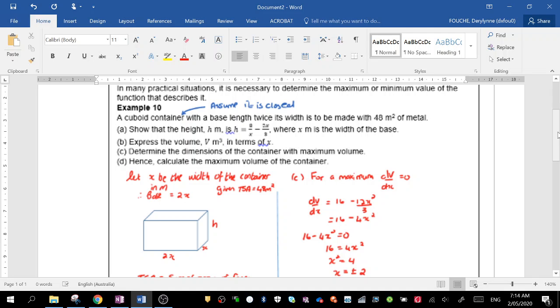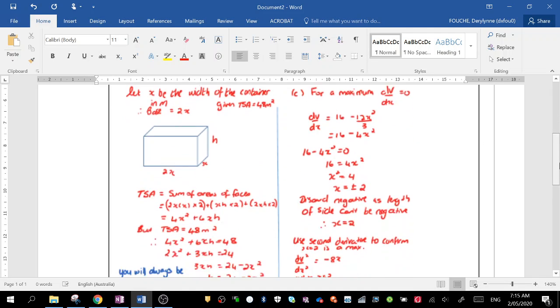In this case, I've assumed that the container is closed, and when they say here 48 square meters of metal, I'm saying, well, that must be my total surface area of my container. Now that is really important to be able to find the value of the height in terms of x. And they've given you a bit of a clue there, because they've told you show the height is this, and it's all in terms of x.